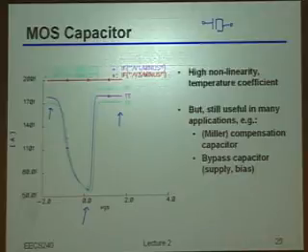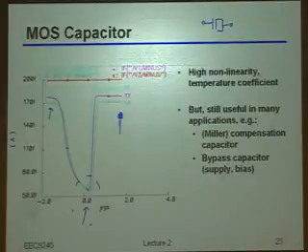Now having said that, there is indeed going to be a lot of nonlinearity in the capacitor, especially if you're anywhere close to that region of operation. There's also going to be a temperature coefficient because the threshold has a temperature variation, so that would also cause variation in the capacitance itself. But nonetheless, just like with the MOS resistor, this is still quite useful in many applications, because there are many cases where you can guarantee a good DC bias on that capacitor, such that it'll stay in the relatively flat region of operation.